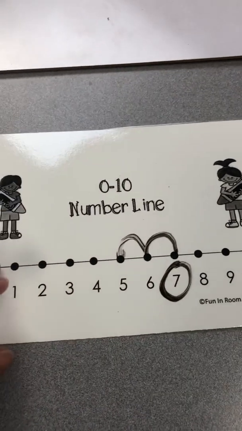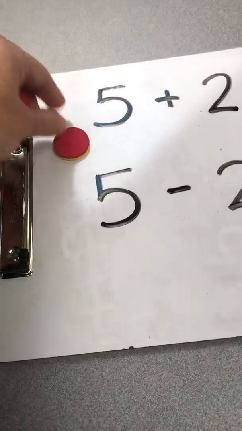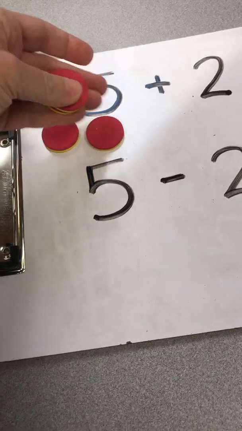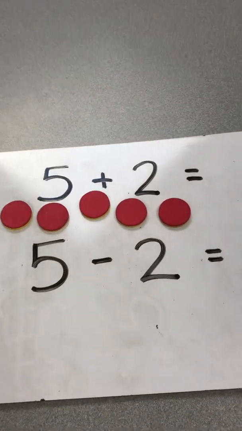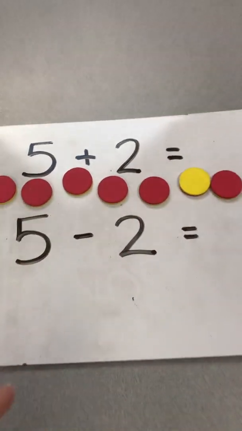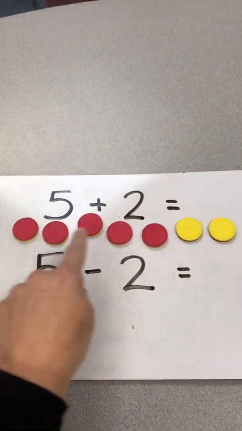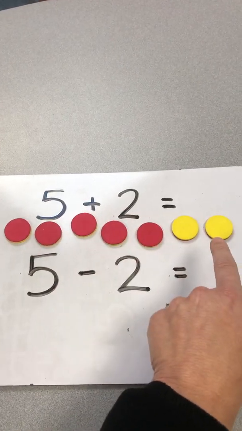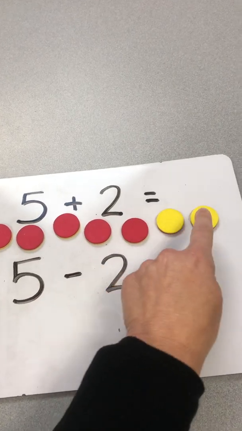If you'd like to check that using a different strategy, we could use counters, where you take 5 counters, 1, 2, 3, 4, 5. So there's 5 red ones, plus 2 yellow ones, 1, 2, that's the other number 2. So this would be 5 red plus 2 yellow. 1, 2, 3, 4, 5, 6, 7.